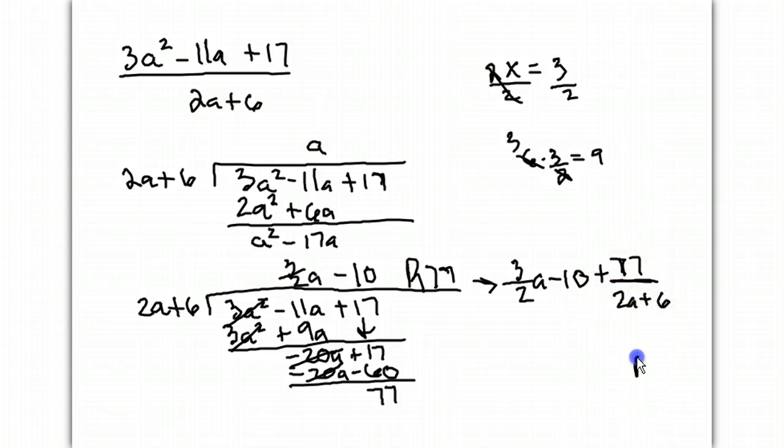So this is the key part. The remainder, you always take the remainder if you have one and put it over what you are dividing by, which will give you the result of the answer.